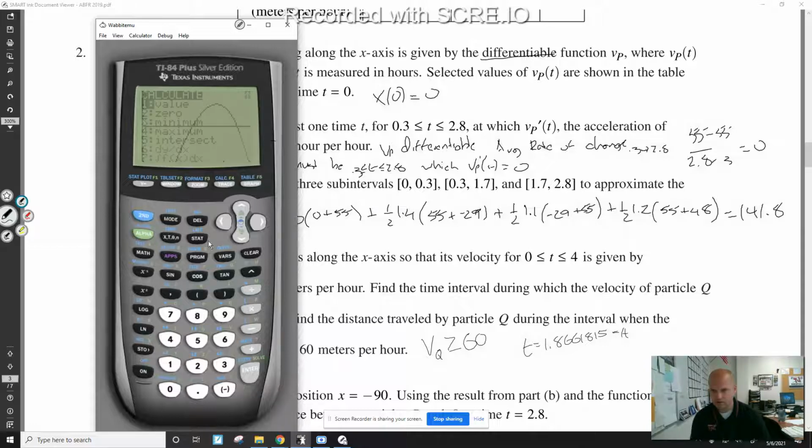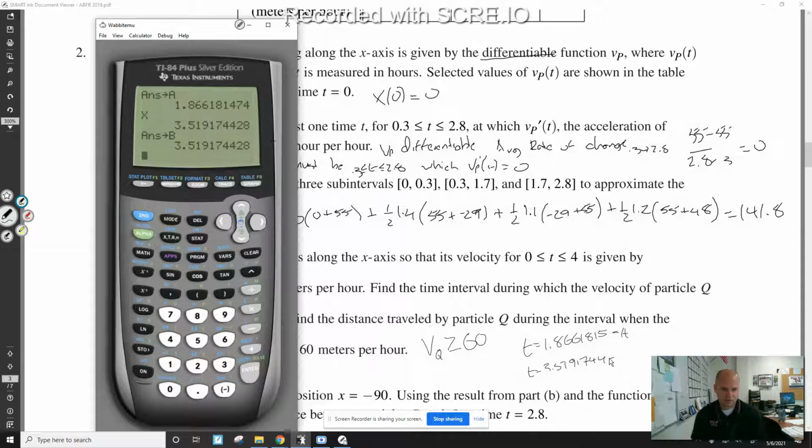When I find the second number, which is 3.519 1744, I'm going to store that as B. So now that's stored as X. I'm going to store that number as B.